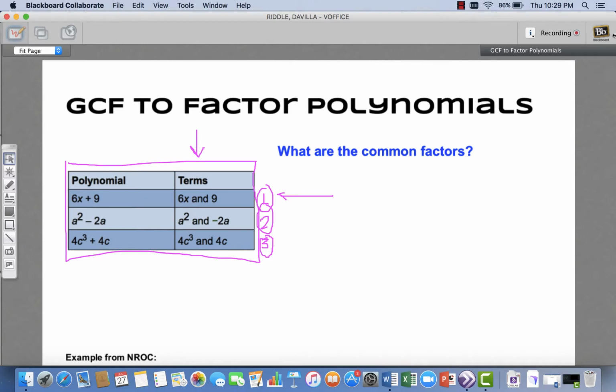So let's look at this first example right here. We have 6x plus 9. This polynomial expression can actually be further simplified by factoring out a common factor that is both in 6x and in 9. So I think the first step that would be good is to list the factors in 6 and the factors in 9. Do you want to give that a go, Kyle? So common factors. Very similar to what we did in the last problem.